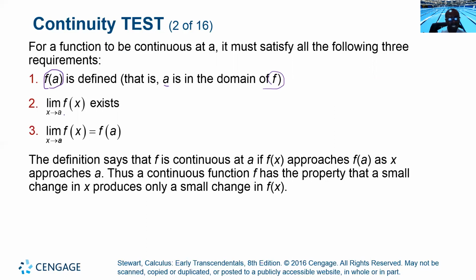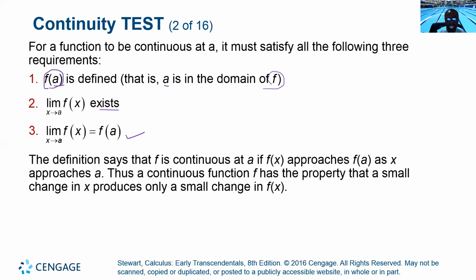And then the limit as x approaches a exists, and then they are equal. Okay, so the function value at a and the two-sided limit as x approaches a exist, and they are also equal. Now, when you have this, we say that the function is continuous at a.